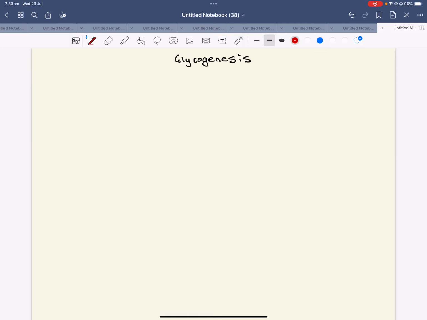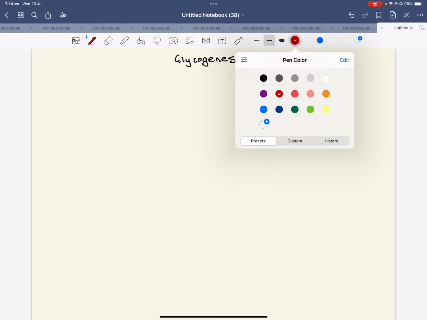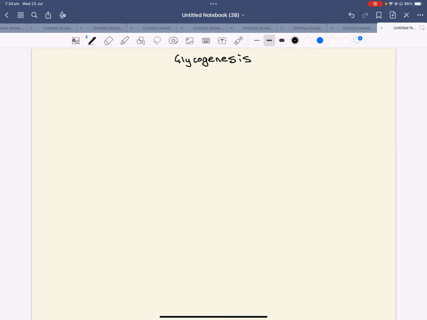Let's go over to glycogenesis. Okay. Glycogenesis, as the name suggests, genesis is the production. So we're producing glycogen from glucose. Okay? So we ought to start off with a glucose. Like usual, we add a phosphate and we use hexokinase or glucokinase.